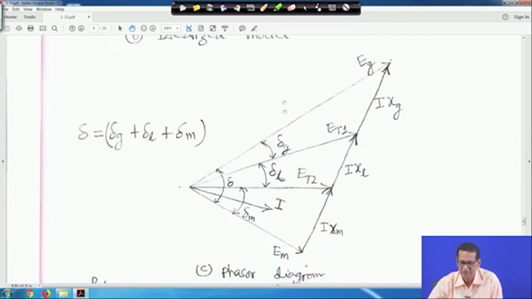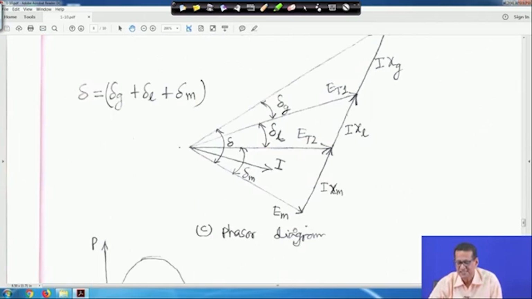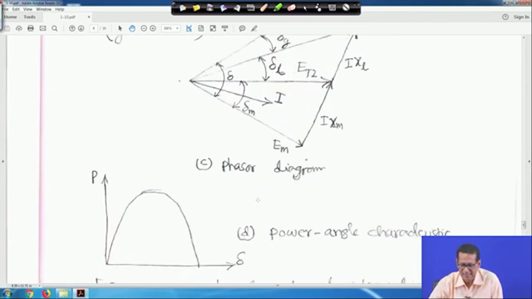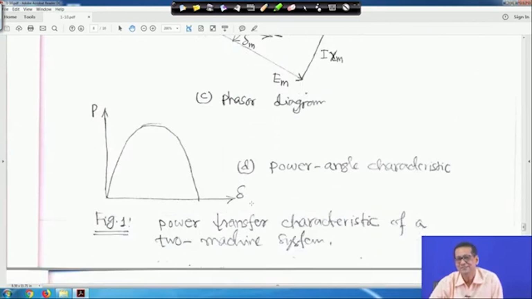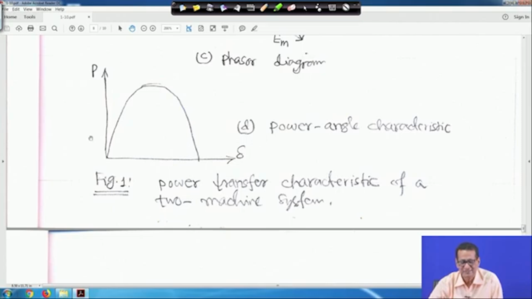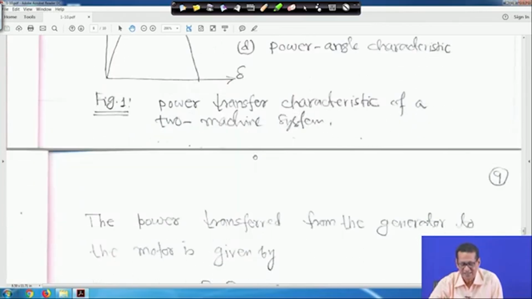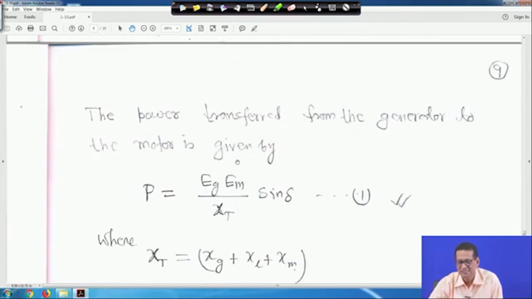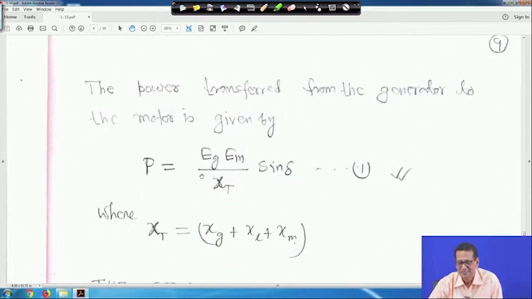Now delta will be the total angle between EG and EM. It will be delta M plus delta L plus delta G. This is the angle between EG and EM in the phasor diagram. And the power angle characteristic, you know from power system analysis or machines studies. This is my P versus delta curve. Therefore, the power transfer from the generator to the motor is given by P is equal to EG EM upon XT sin delta. We have studied this already, and XT is the sum of all the reactances. This is equation 1.